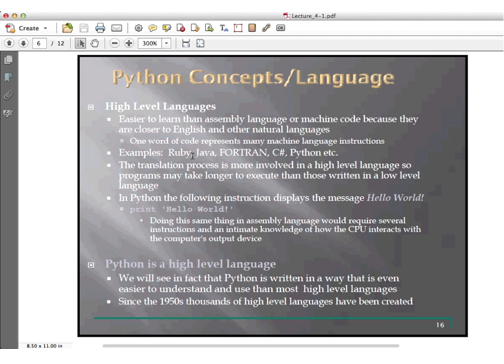And the translation process is more involved in a high-level language, so programs may take longer to execute than those written in a low-level language. It all depends on the compiler. In Python 2, to show hello world, you just say print hello world. Doing the same thing in assembly language would require many instructions to make that work.